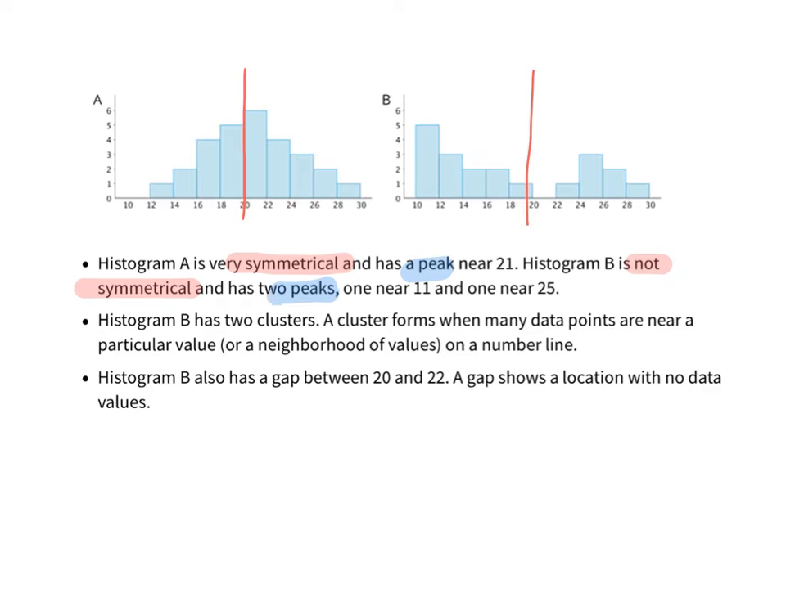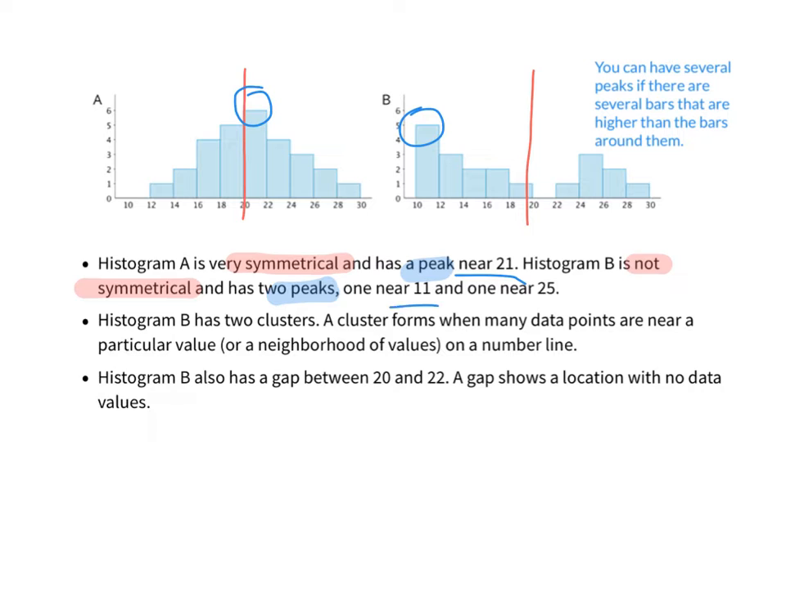Okay, how about our next word, peak? Peak is pretty straightforward. When we are talking about peaks, we are talking about the highest point in the histogram. So near 21, there's our peak right there. Here is our peak at 11, and there is our peak at 25. So we can see one peak here, and two peaks there.